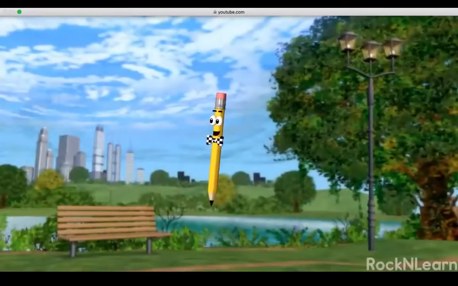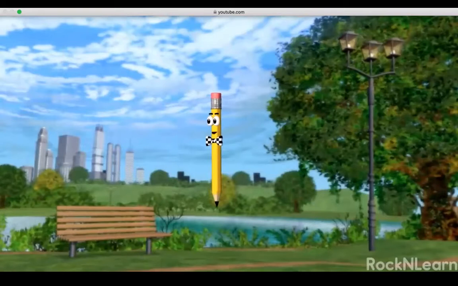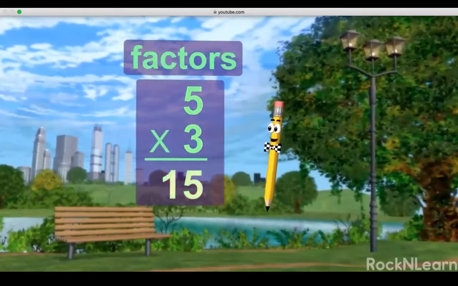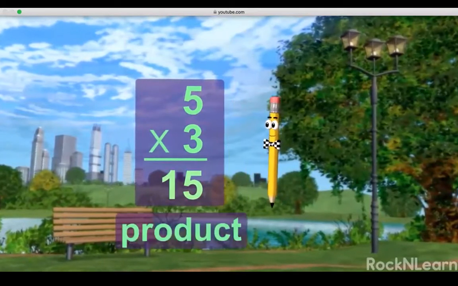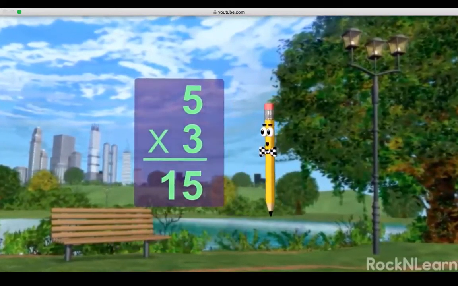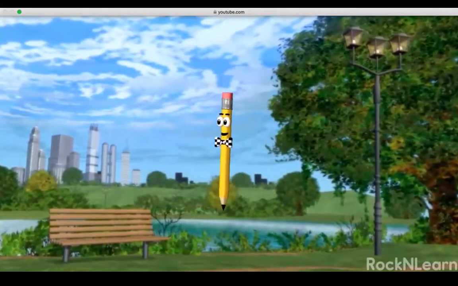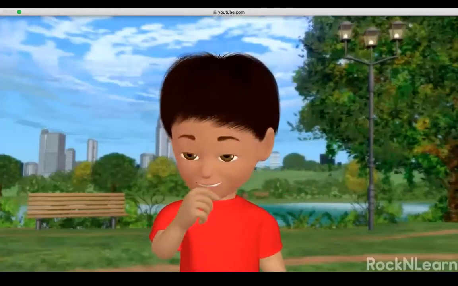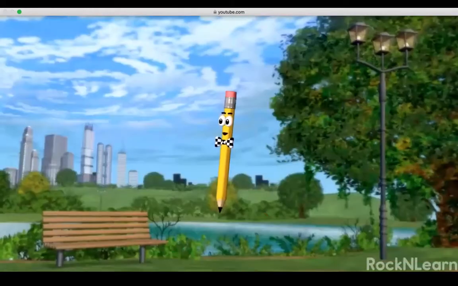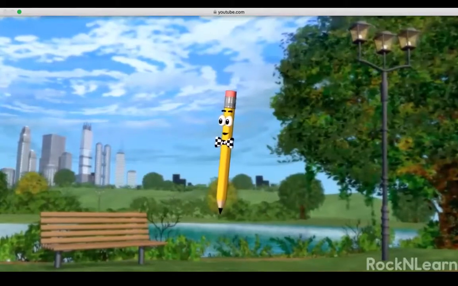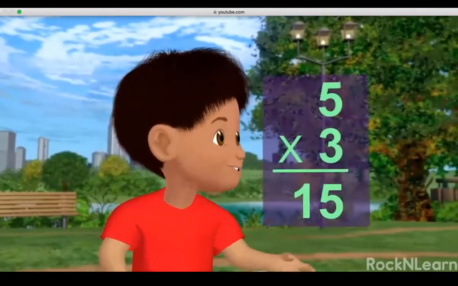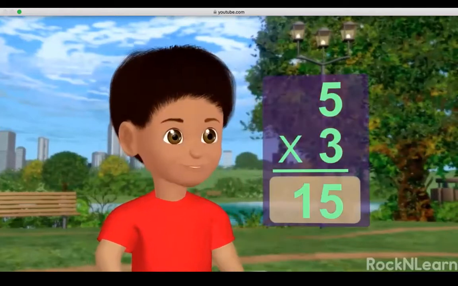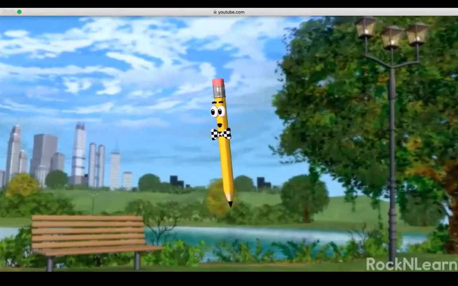Now, the numbers in a multiplication problem have special names. The numbers we are multiplying are called factors. And the answer is called the product. You can remember this quite easily because you go to stores to buy products, right? And where are those products often made? Factories. That sounds kind of like factors. Oh, you're good. You're good. So we multiply the factors in this factory part of the equation to get our product or answer. Smart boy. I like the way you think.